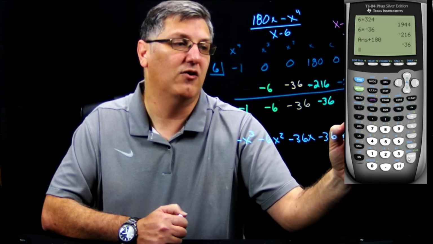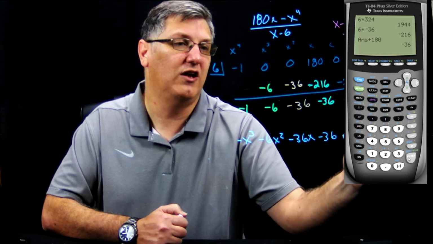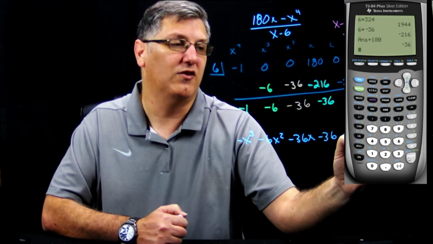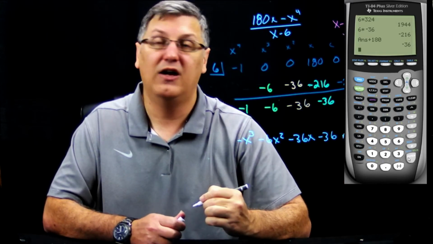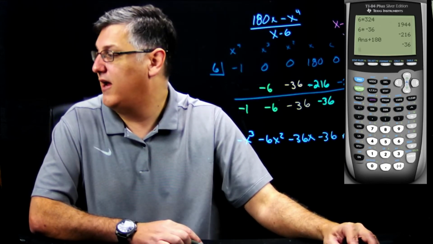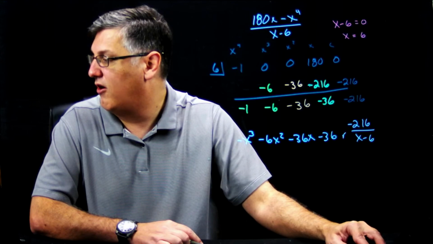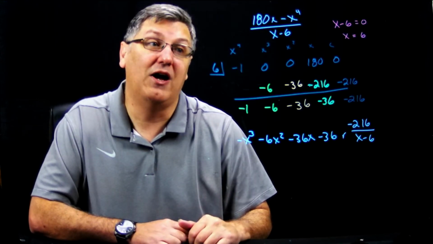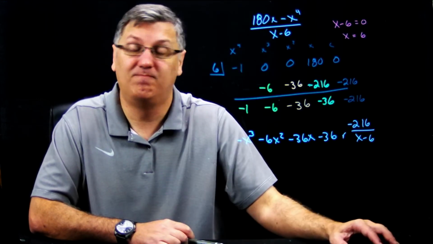So I have a remainder of -216 over my divisor, which is x minus 6. And I'm done. Not terribly bad. Not terribly bad at all. Oh, I should take my calculator off. There we go. Not terribly bad. Done.